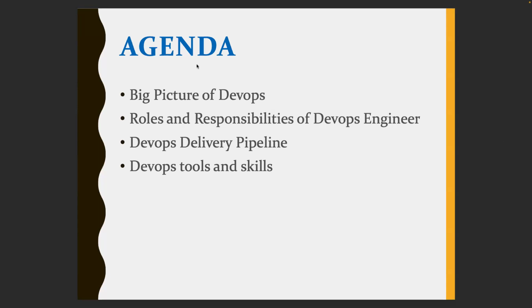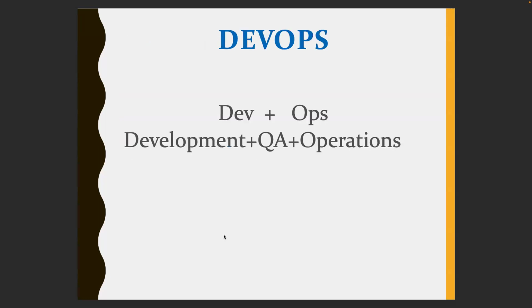So let me get ahead into the topic. Today's agenda is big picture of DevOps. We'll talk about what is DevOps, why DevOps, who should learn, why we should learn, how it is implemented, where it is implemented, kind of high level things. Roles and responsibilities of a DevOps engineer. What is the role of a DevOps engineer? What are his responsibilities? What is a delivery pipeline? What are the tools and skills? All of this we will learn today. Just a high level picture. The list of the tools I'm covering and all. So let's get started with understanding what is DevOps.